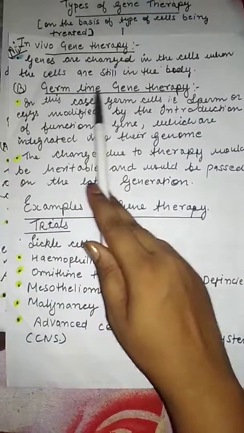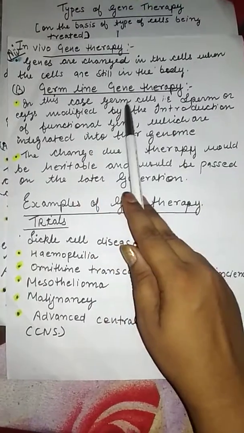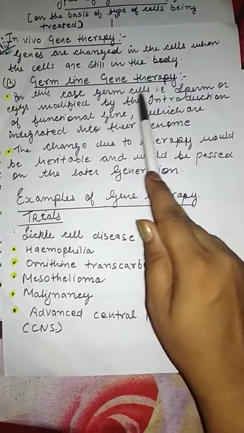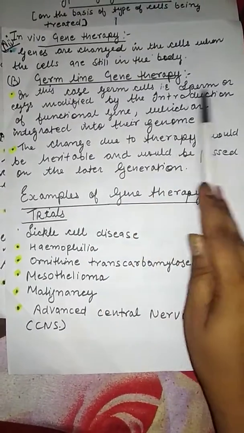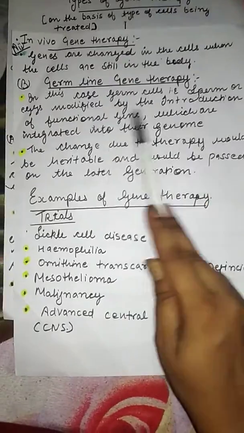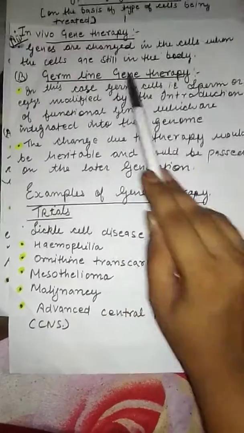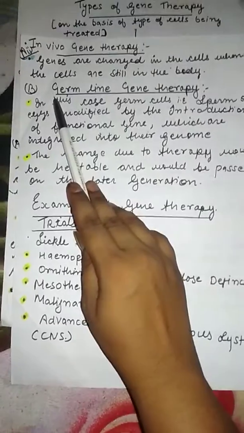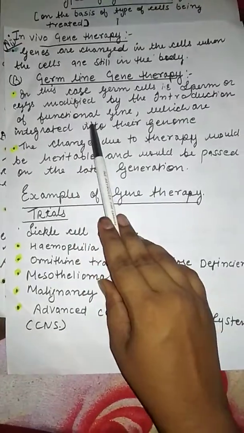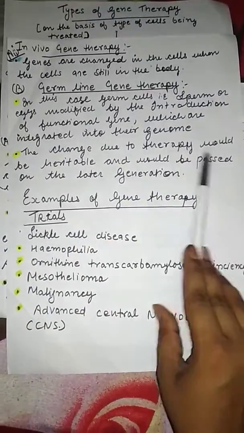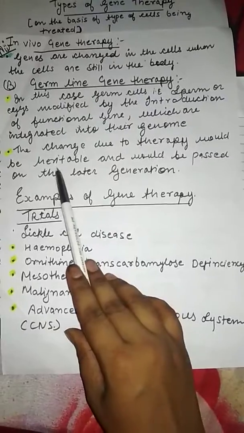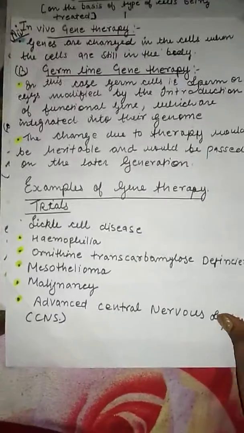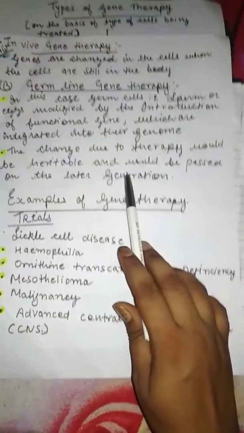Now let us move towards germline gene therapy. In this case, germ cells, that is cells involved in reproduction, sperm or eggs, are modified by the introduction of a functional gene which is integrated into their genome. So this is gene therapy performed in the germ cell. Germ cells are the cells that are part of the reproductive system of the body. The change due to therapy would be heritable. That's the basic difference between these two: germline gene therapy is heritable, while somatic cell gene therapy is non-heritable.